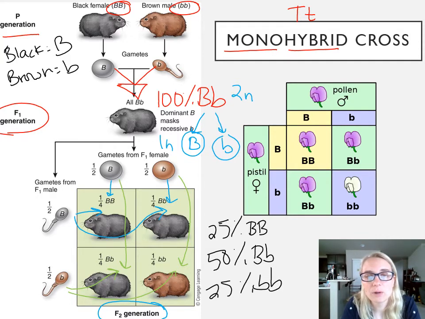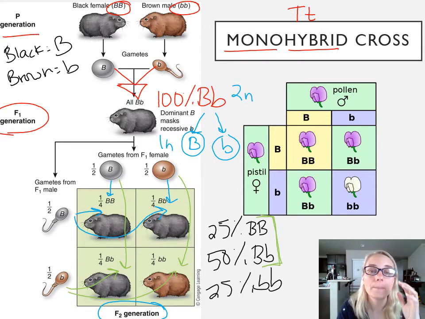Okay. So we could use our language, our special words, right? So we have 25% homozygous dominant, 50% heterozygous, 25% homozygous recessive. These would be what we call genotypic ratios. It is the percentage, the ratio of the offspring of the genotypes. That's the letter combinations. But what would the phenotypic ratios be?